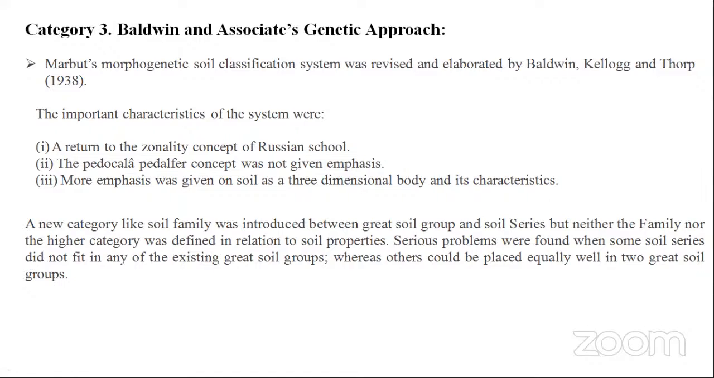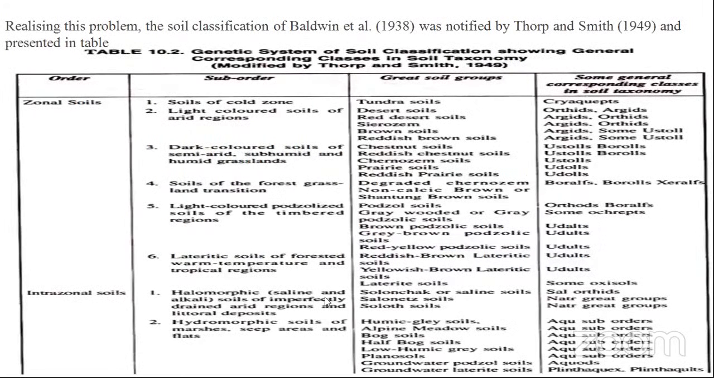They introduced the soil groups. All these things will appear in journals too. Nowadays no one is reading this concept, but I will show the importance of this soil family. They introduced soil group, soil series, all these things. Baldwin and the genetic approach gave one sort of approach. They made some changes, but even though it was not successful, this is the order of the zonal soils, intrazonal soils. These are the modified ones.